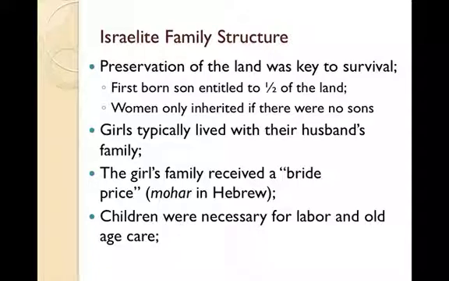And it's important to realize that children, or maybe I should have said offspring here, are necessary for labor and for old age care. So this is not a point in history where there's any Social Security. So if you intend to survive your old age, you definitely need children to take care of you. So when you read passages in the Old Testament or even in the New Testament where there's a great deal of concern about fertility, this is why. Because if you don't have children to work for you and to care for you in your old age, this is definitely going to have a detrimental impact on your survival.